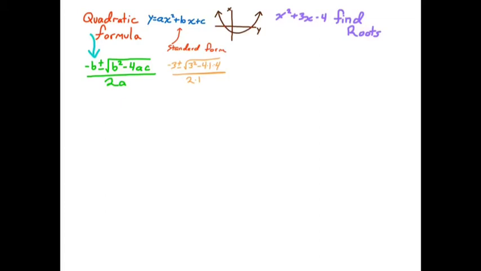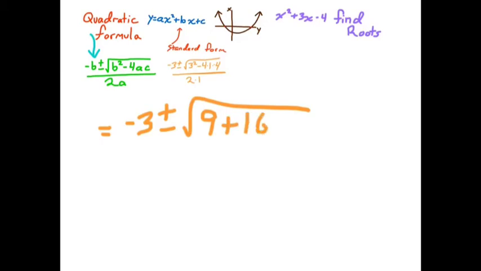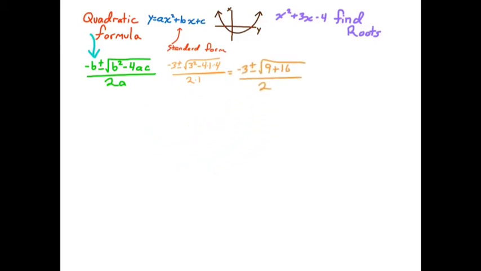So now we actually have to just kind of simplify that thing. So here we go. That orange is equal to negative 3 plus or minus, well, I'm going to go 3 squared is equal to 9, and then that's actually a negative 4 times negative 4, which is a positive 16, all divided by 2, because 2 times 1 is equal to 2, right? That's right there. 2 times 1 is equal to 2.